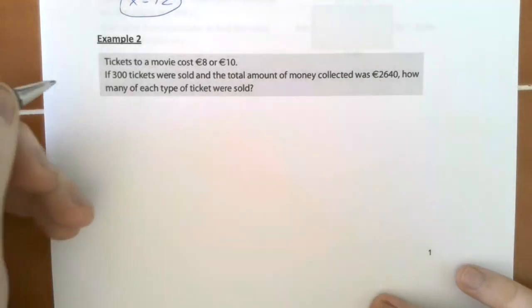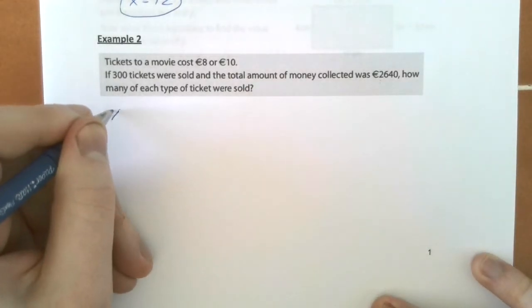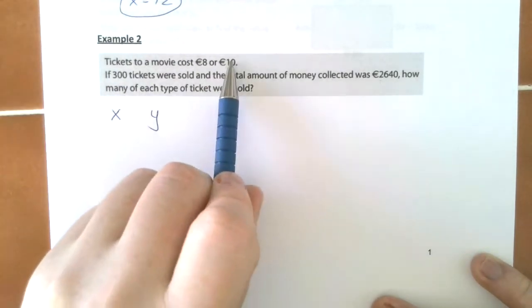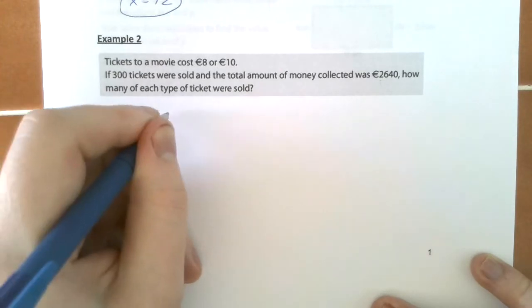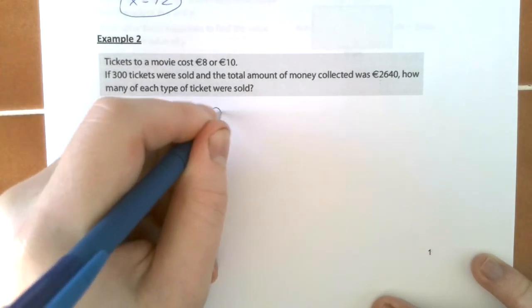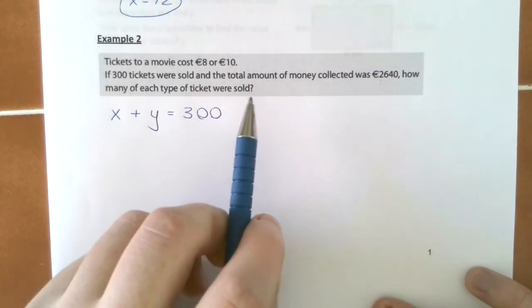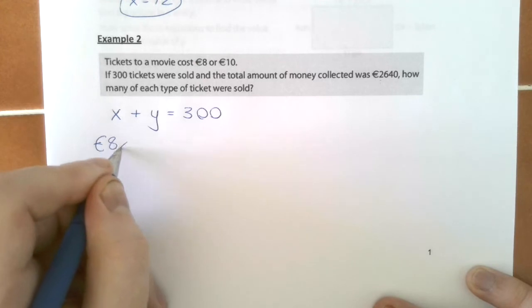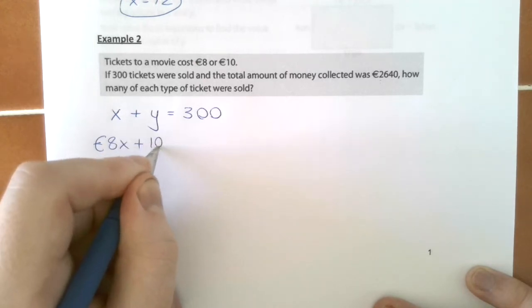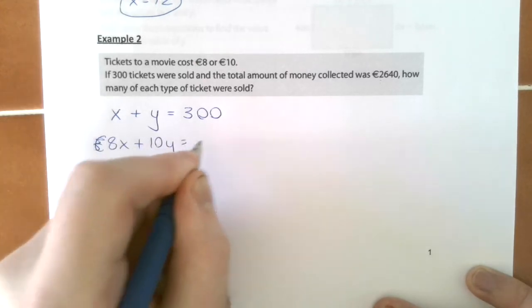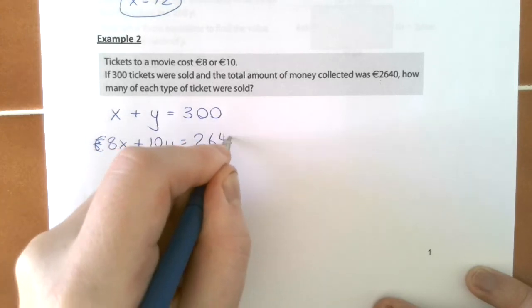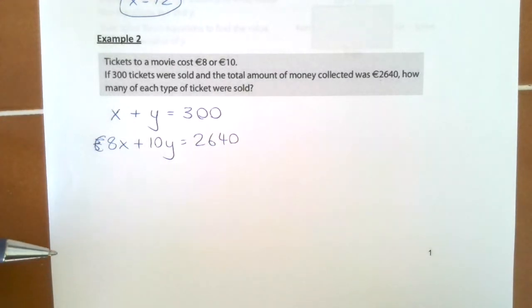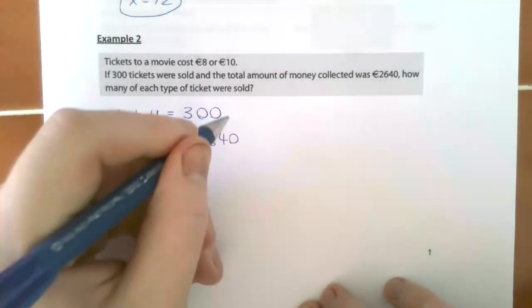The first piece of information we know is that x, which we'll call the first type of ticket, and y, which we'll call the second type of ticket, together there were 300 sold. So that's my first equation. To make the second equation, it's going to be the €8 by x plus the €10 by y, and I know they made in total €2,640. What I need to do then is to try to solve the pair of simultaneous equations using the algebra method.